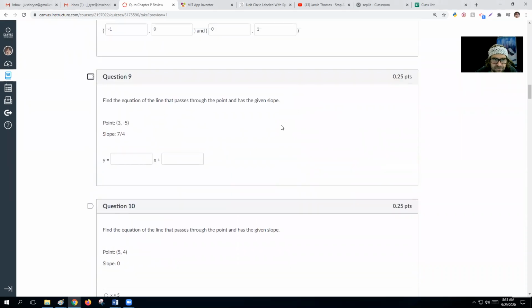All right, next what we need to do is find the equation of the line that passes through the point and the given slope. So for these problems we're doing y equals mx plus b. We need to figure out m and b. Well, m is real easy. M is the slope, and they tell us right there. To find the b, we're going to plug these numbers in. So we've got y is -5, m is 7/4, x is 3, and solve for b.